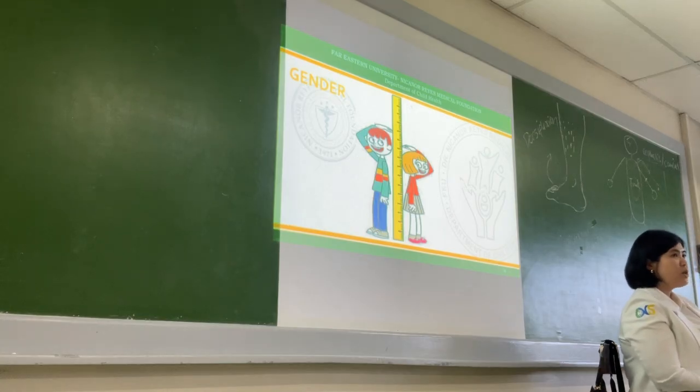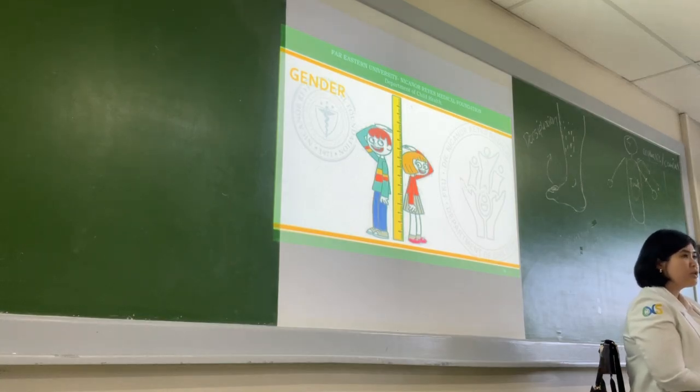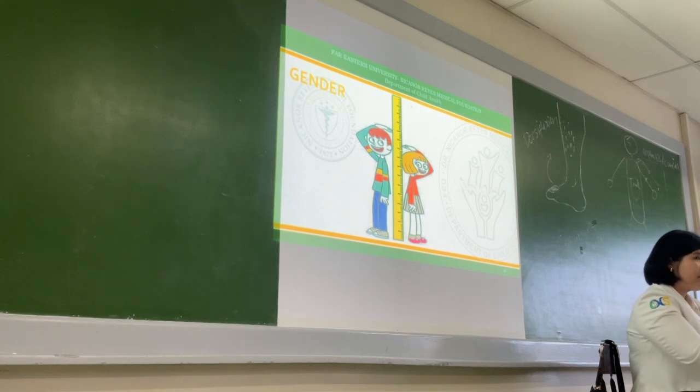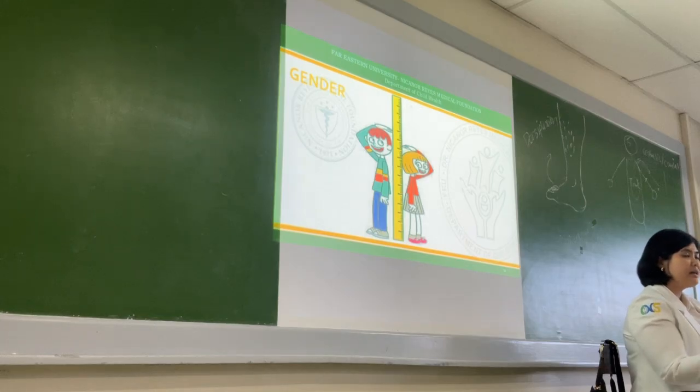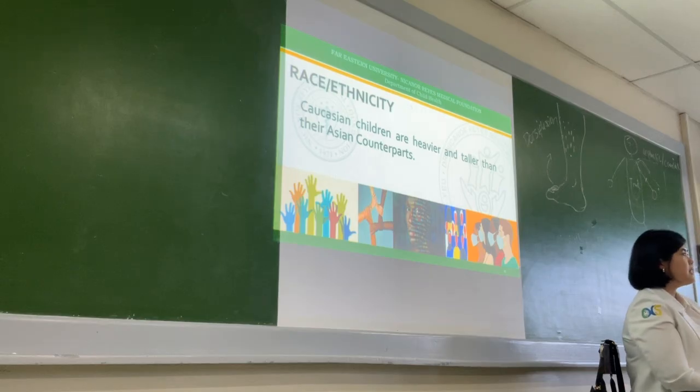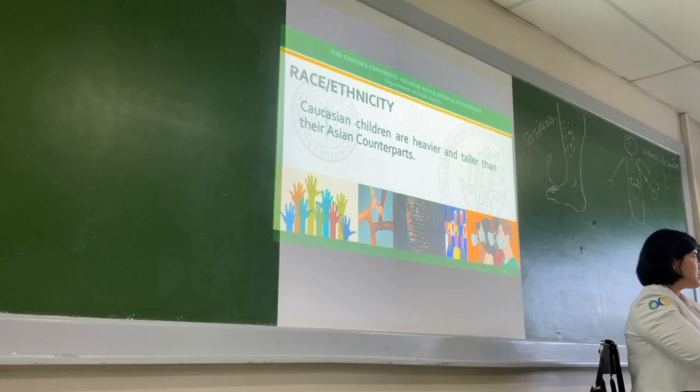So as mentioned, boys are usually heavier and taller than girls during the first year of life until the growth spurt that happens in girls during the pubertal period. So again, just to reiterate, pubertal growth happens earlier in girls, but it happens later and lasts longer in boys. And when that happens, the boys are again heavier and taller than the girls. For race or ethnicity, it's been found that Caucasians are heavier and taller than their Asian counterparts.